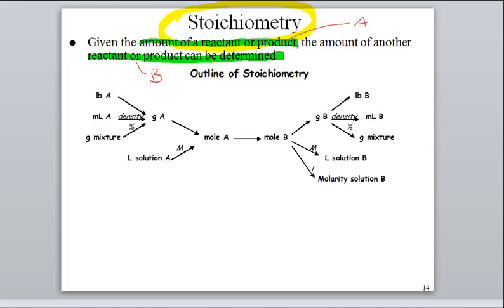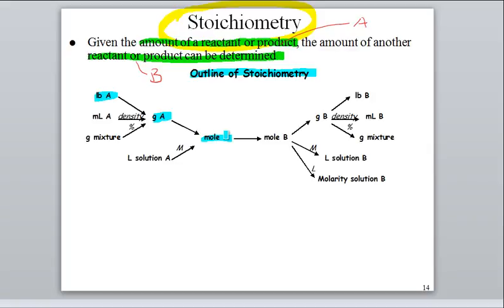Shown on this page is kind of an outline of the stoichiometry problems that we're going to be looking at. Each arrow represents a conversion factor, and you'd be using a specific type of relationship. So here's our outline of stoichiometry. Notice there's A's and there's B's. When we first start out, we're going to be given a quantity of the A. And the quantity you give, it could be pounds, it could be kilograms, it could be grams. No matter what quantity of A is given, you have to get it into mole quantity.